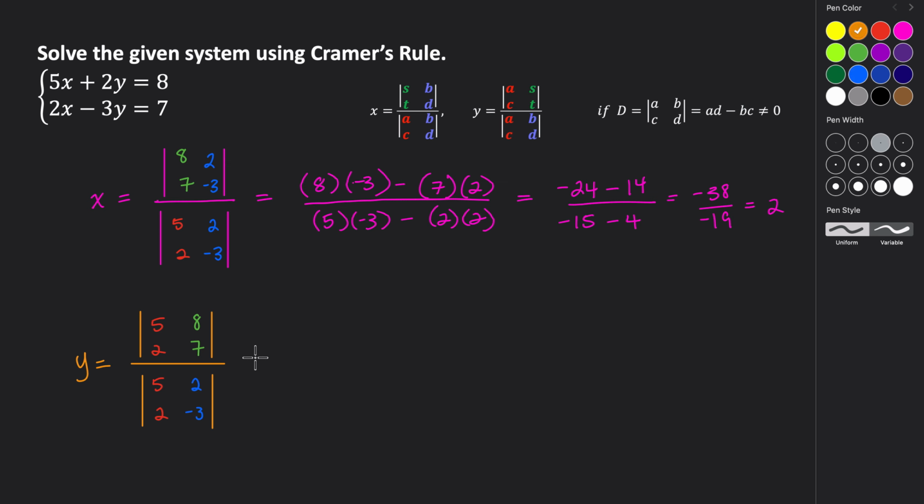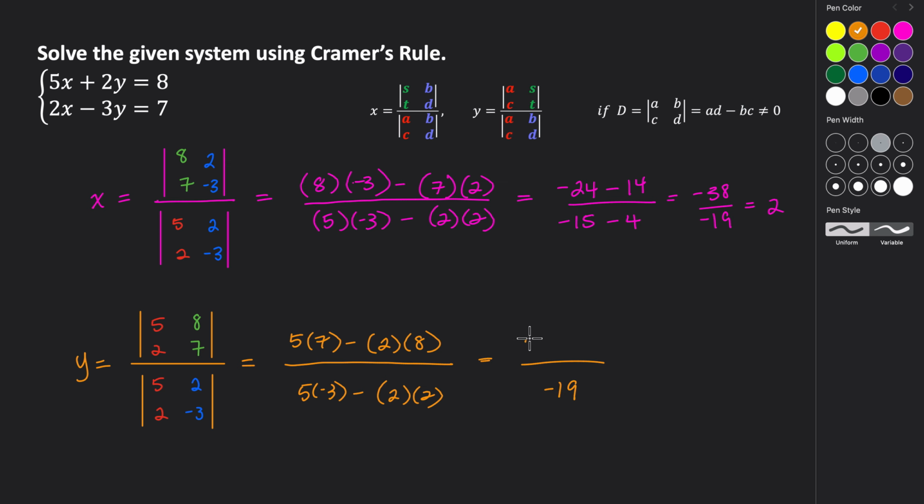So we're going to go through and find the determinants of these. So in the numerator, it's going to be 5 times 7 minus 2 times 8 divided by 5 times -3 minus 2 times 2. We actually already know that the denominator turns out to be -19 because we did that work up here. So -19 in the denominator.